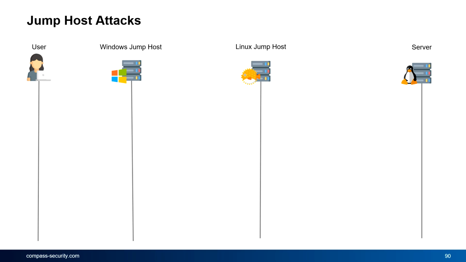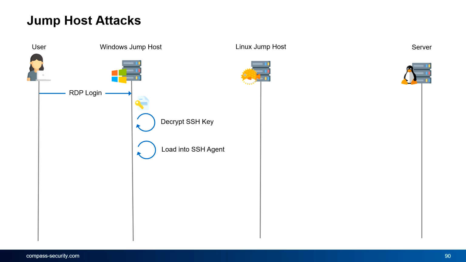Imagine you have the following situation. You have Alice on the left, and she wants to log in to the server on the right. To do this, she has to go through two jump hosts, a Windows and a Linux jump host. First she performs an RDP login to the Windows system, and on the Windows system she has stored her SSH keys. These keys are passphrase protected, so she first enters her passphrase, decrypts the SSH keys, which are then loaded into the SSH agent, which is started on the Windows jump host.